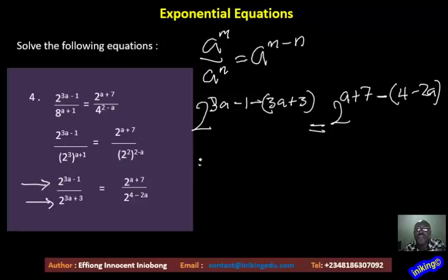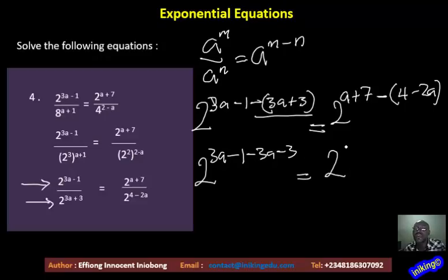Now, simplifying this, we have here 2 raised to power 3a minus 1. Then opening this bracket, I have minus 3a, and then minus 3, equal to 2 raised to power a plus 7. Open the bracket here, I have minus 4, and then minus will give us a plus 2a. Of course, simplifying further, 3a minus 3a is gone. Minus 1 minus 3 will be minus 4. So I have this as 2 raised to power minus 4.